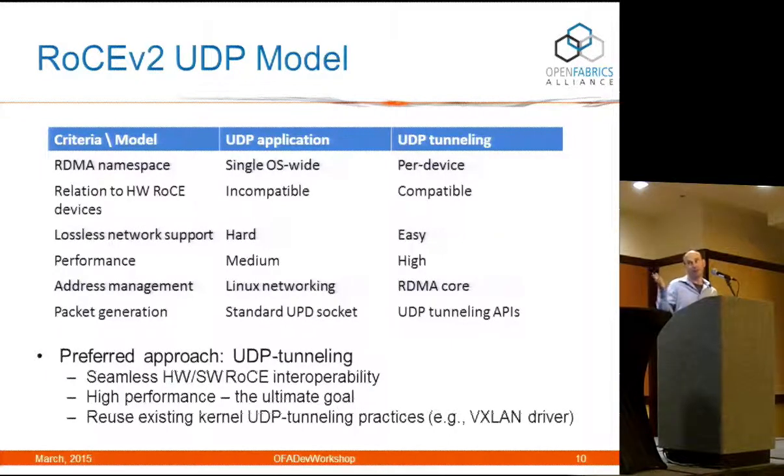And it turns out that the UDP tunneling approach already has broad support in Linux, and one of the drivers that uses those extensively is the VXLAN driver, which does not open a UDP socket, at least not a standard one. It opens a tunnel socket, which tunnels packets. So when we try to compare these two approaches, there are pros and cons for both.